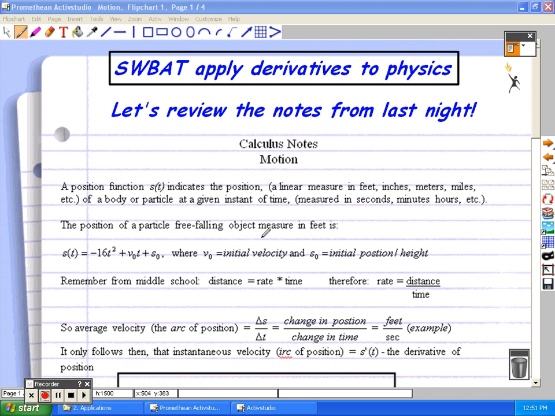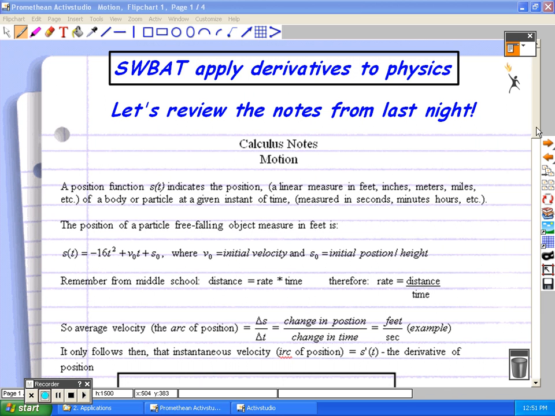All right, last night in your homework, I asked you to read these pages in your packet, and basically it's a summary of things that you've already learned, things that some you learned in middle school, some you learned in Algebra 2, and some you learned in Pre-Cal. But I just want to go over and highlight what's going on and how this fits in calculus, and then how the calculus fits to physics.